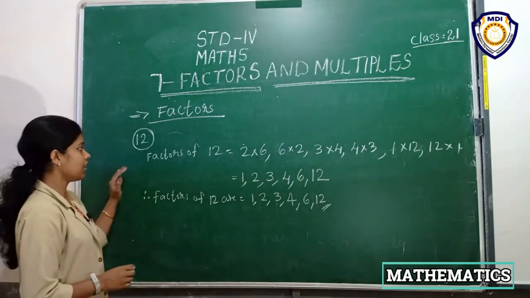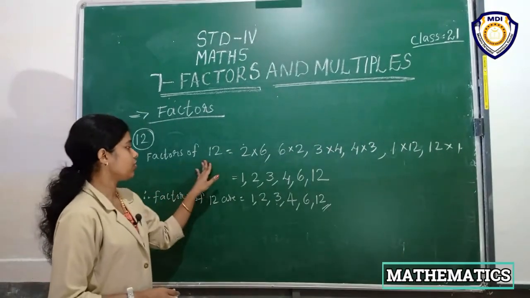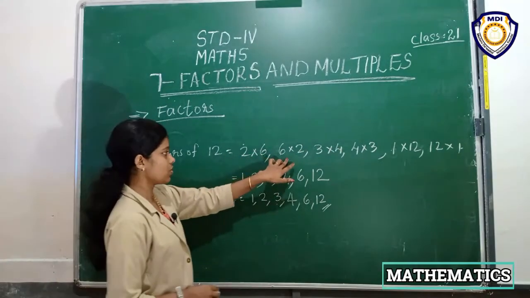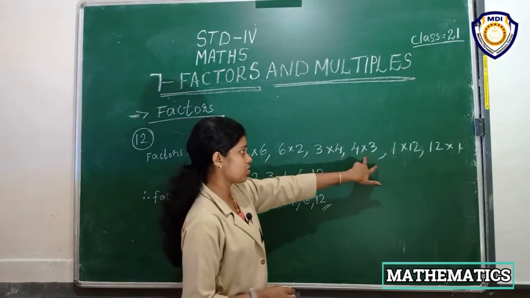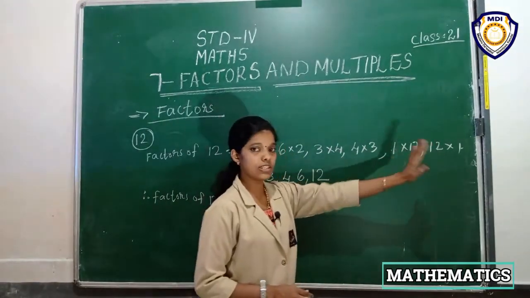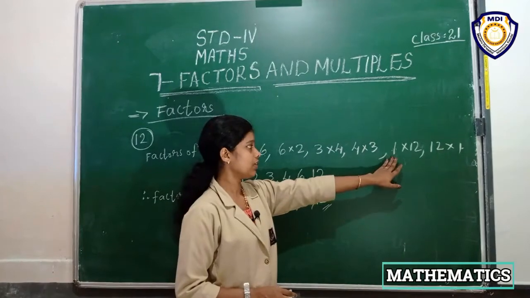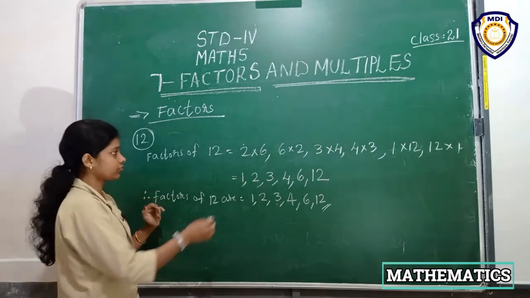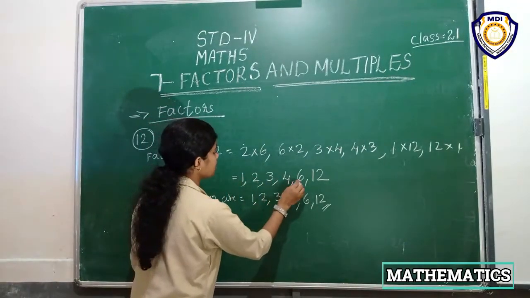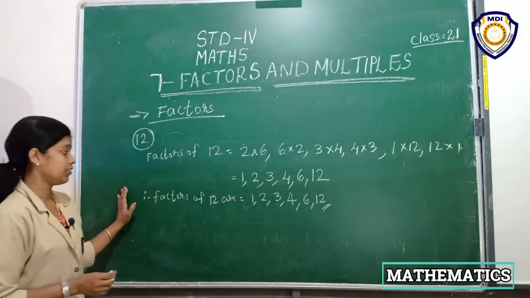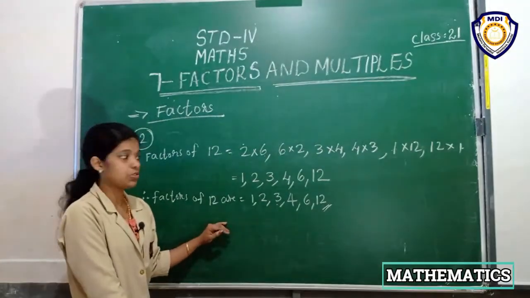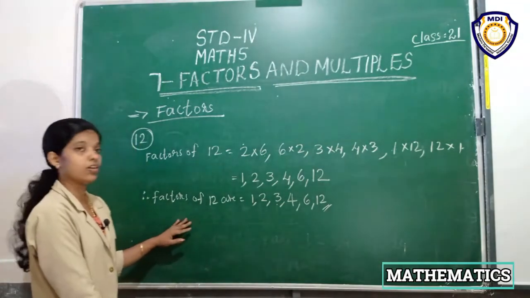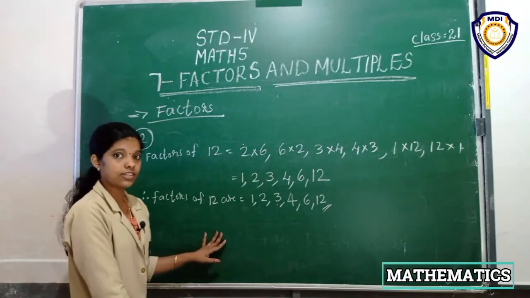Did you finish? I will explain one more time. Factors of 12. 2 into 6, 2 6s are 12. 6 2s are 12. 3 4s are 12. 4 3s are 12. 1 12s are 12. 12 1s are 12. Factors of 12 here are 1, 2, 3, 4, 6 and 12. Okay. Did you understand this?